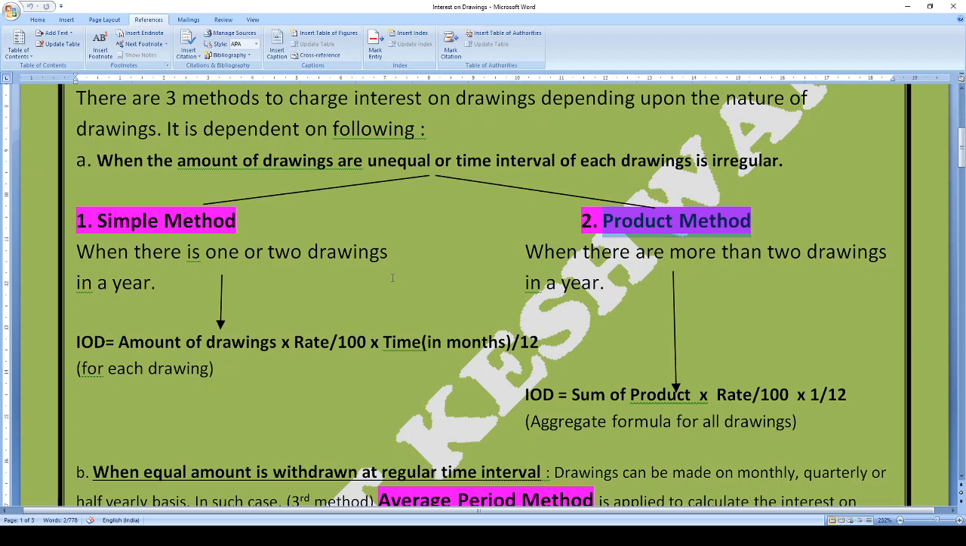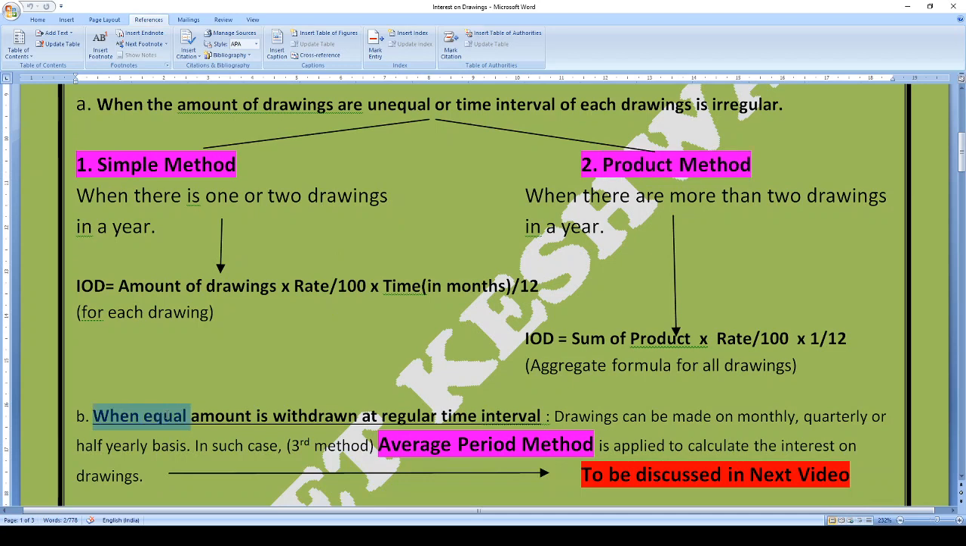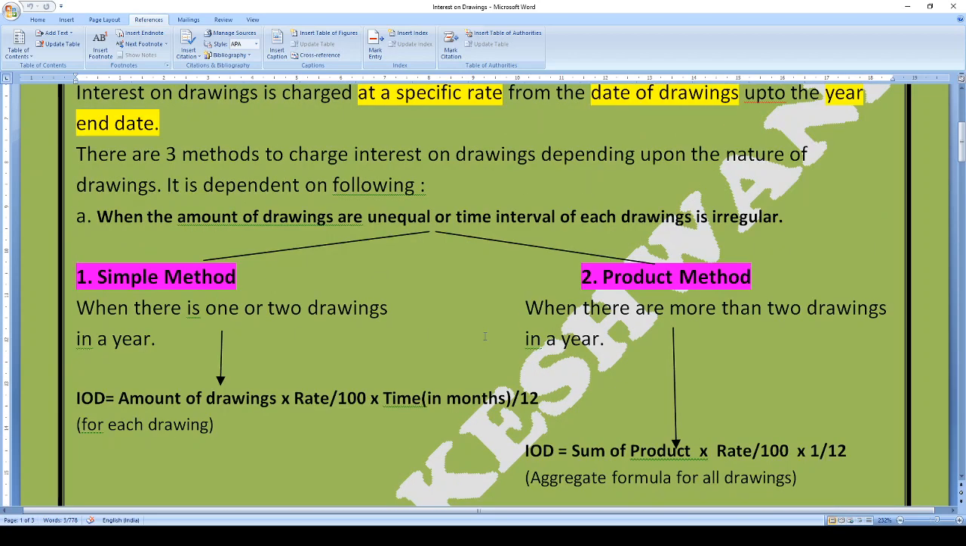Both these methods are applied as per their conditions. The second condition is when an equal amount of drawing is withdrawn at regular time intervals, that is, the amount of each drawing remains the same, and it is withdrawn from the firm at a regular time interval. For this we have to use the average period method. This will be discussed in the next video. So we are taking two topics here, that is the simple method and the product method only.